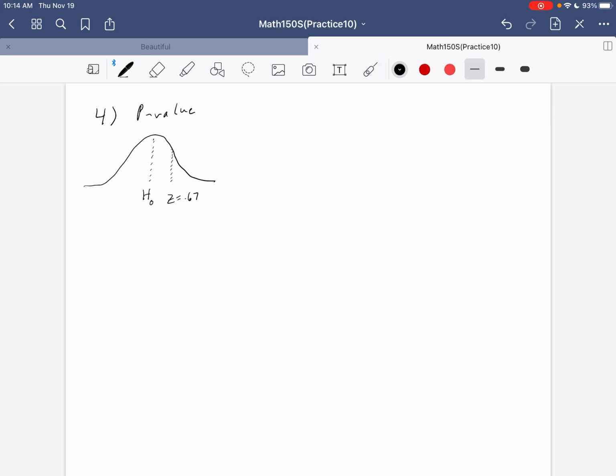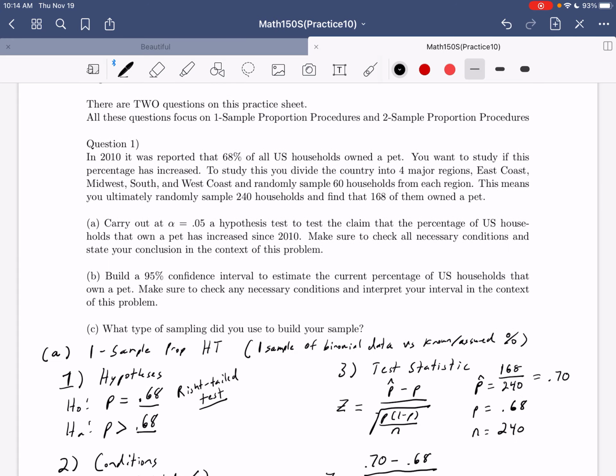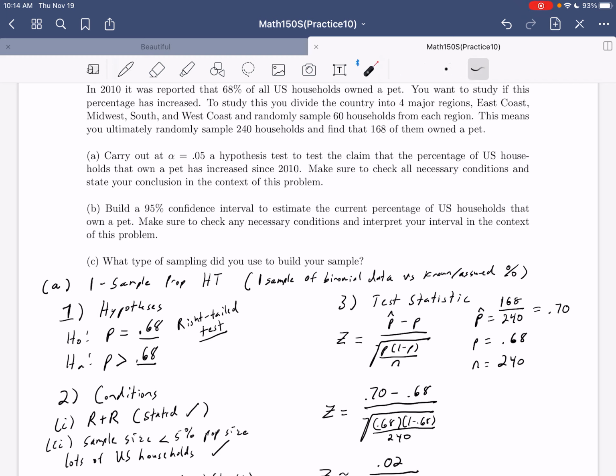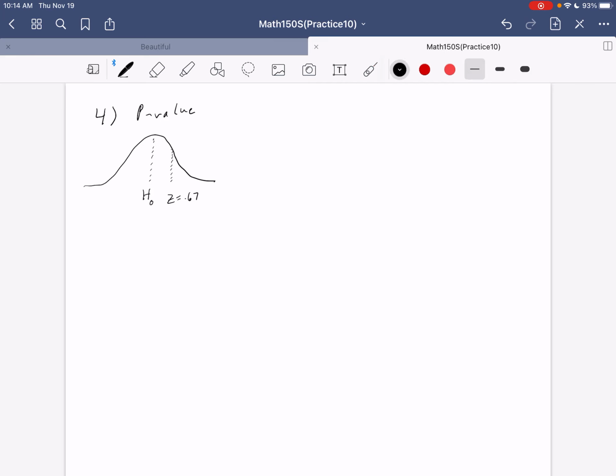And then which way are we shading here? Well, this is what's based on the alternate hypothesis. We said that the alternate hypothesis was p greater than 0.68, which meant it was a right-tailed test. So our shaded area here is going to be this stuff right in here. So that shaded area is our p-value.